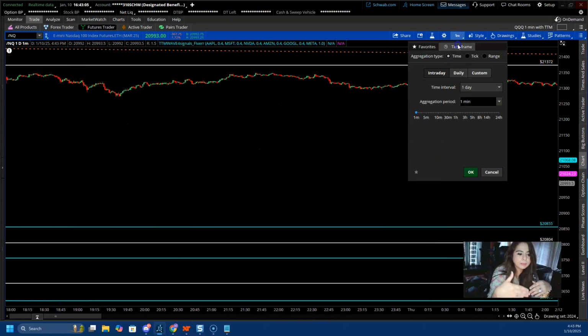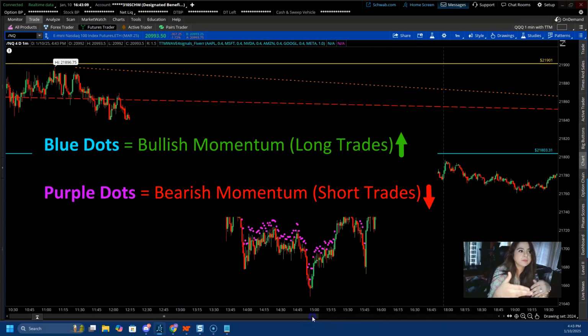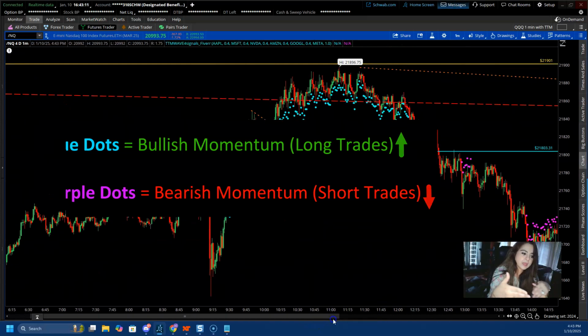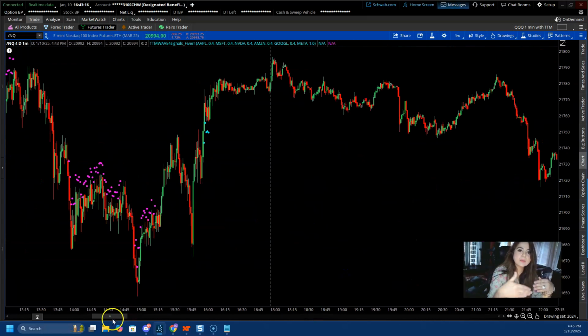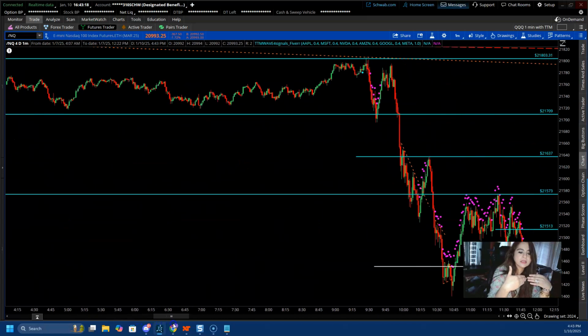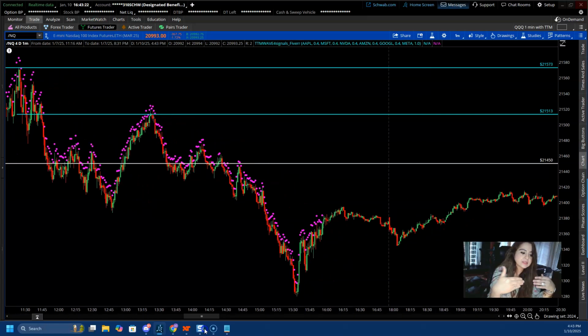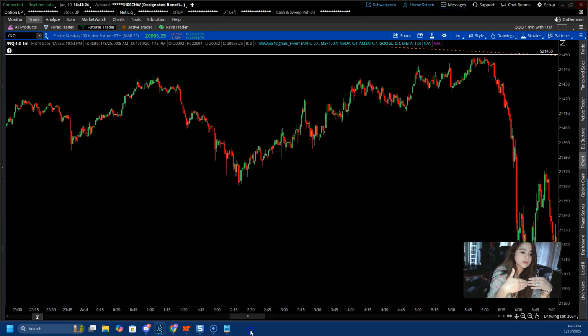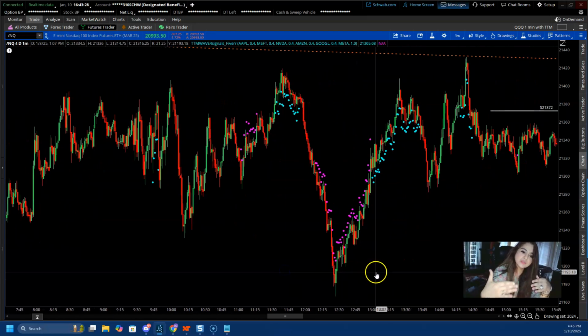The dot will be blue if the momentum is bullish, and it will be purple if the price is trending bearish or there's some market pressure there. So you can say it tells you the market bias, and it tells you a good time to take trades, position trades at that point, during that time period, whenever the market is trending in some direction.